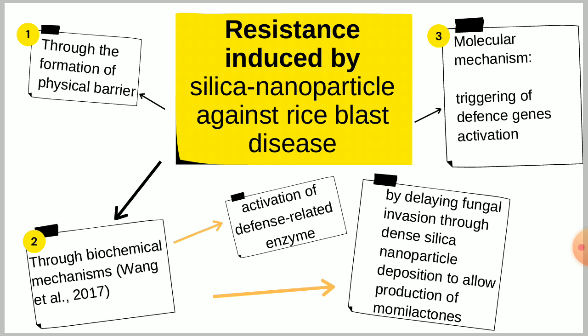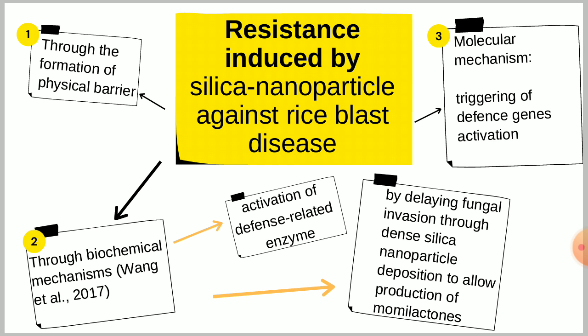The second resistance induced by silica nanoparticle is through biochemical mechanisms. One of the mechanisms is through the activation of defense-related enzymes such as chitinase, polyphenol oxidases, and phenylalanine ammonia-lyase. Another mechanism is through delaying fungal invasion through dense silica nanoparticle deposition to allow production of momilactones, which are allelopathic and stop the invasion of Pyricularia oryzae.